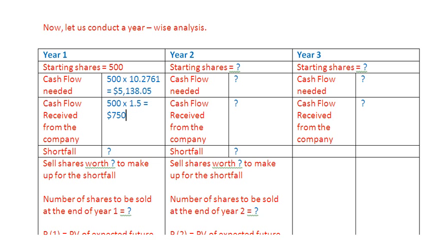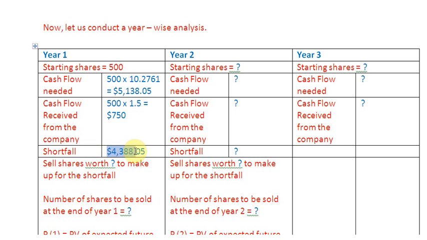So that is going to leave us short of some amount, so that's why we have this cell here. Shortfall is going to be simply the difference between this number and this number. So let's subtract and write the result. $4,388.05. So this is the amount by which we are falling short in the first year. The answer is simple on how to make up for this shortfall. What you do is you go ahead and sell some shares which are worth this amount.